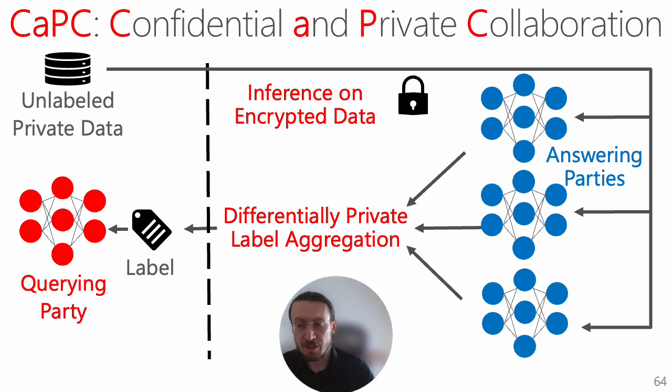More generally, in Capsi, this collaborative protocol, any collaborating party can act as a querying party or an answering party. A querying party sends data samples to be labeled to the answering parties, and we encrypt the queries and do private inference using machine learning models from the answering parties. Next, we aggregate labels instead of gradients to prevent leakage of the training data in the answering parties. And also here we use differential privacy, like the PATE framework, to aggregate the labels returned from the answering parties to prevent leakage of training data from answering parties to the querying party.